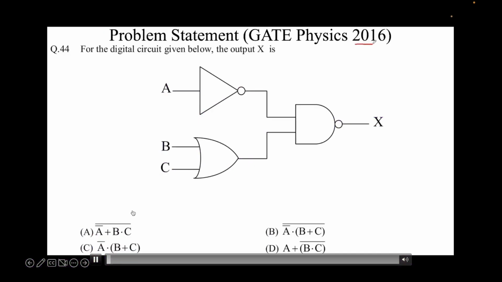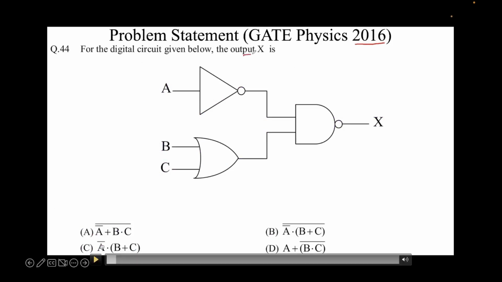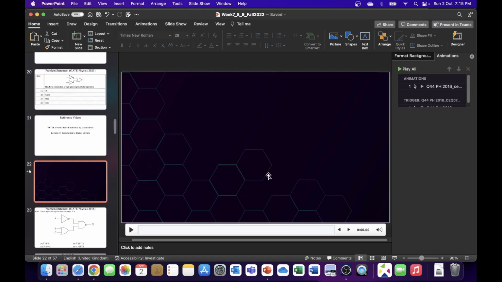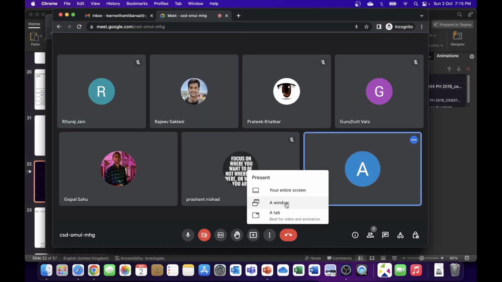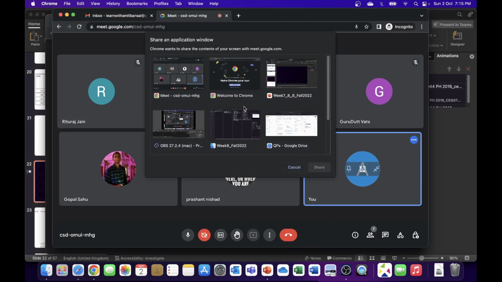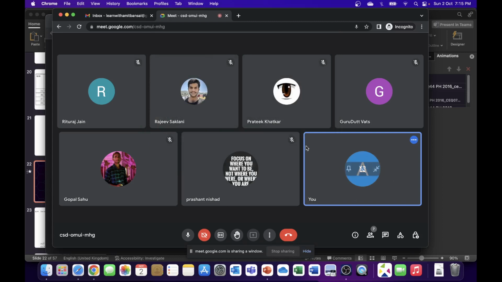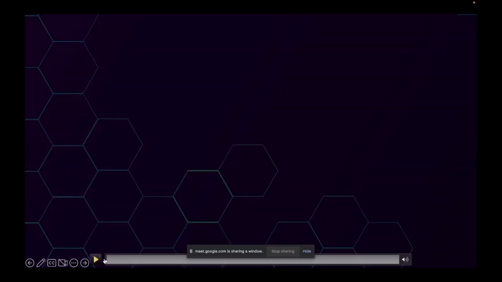The problem statement from Gate Physics 2016 reads as follows. For the digital circuit given below, the output X... Sir, the screen is not visible. Oh, sorry, my bad. Wait. My PowerPoint somehow got disconnected. Is it visible now? Yes, sir. Okay.